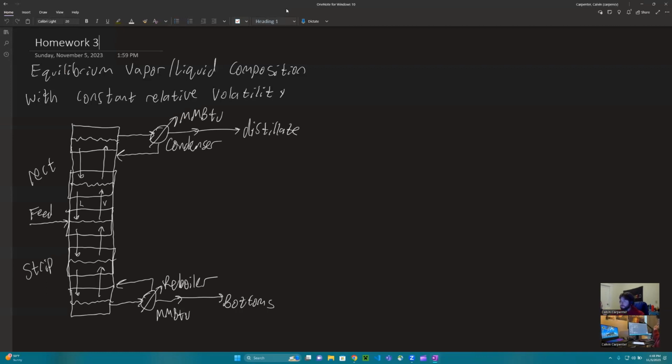Basically, we're going to look into these molar compositions, or the equilibrium of vapor and liquid compositions with constant relative volatility, as I stated here. So that's the first thing we're going to do.